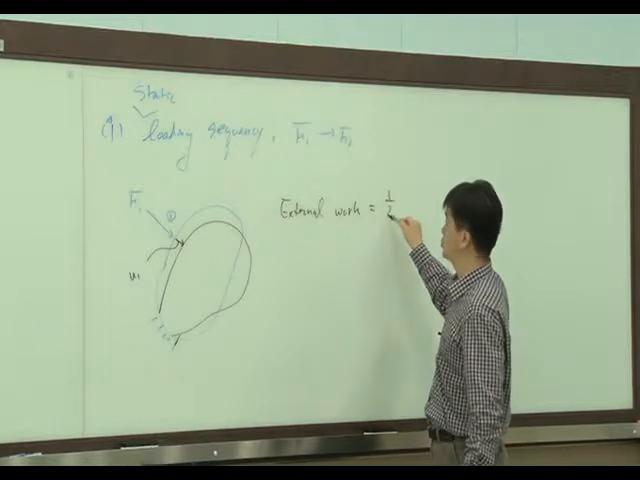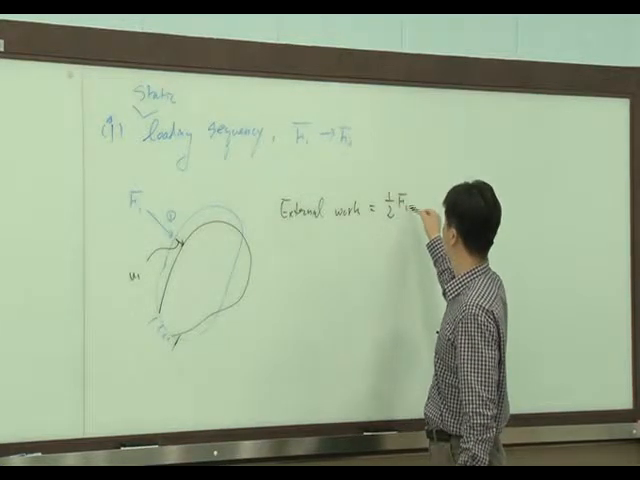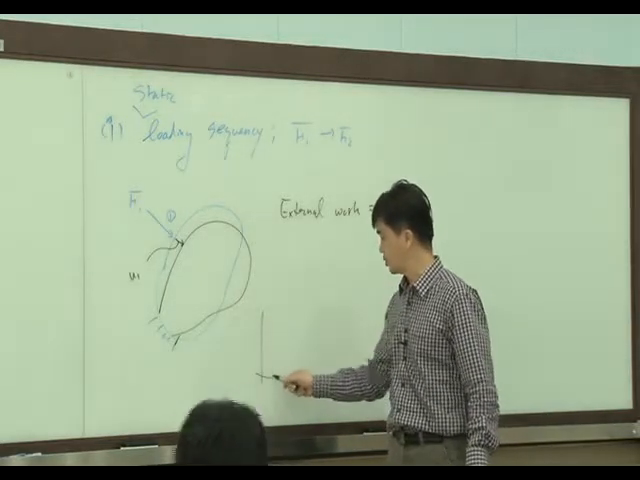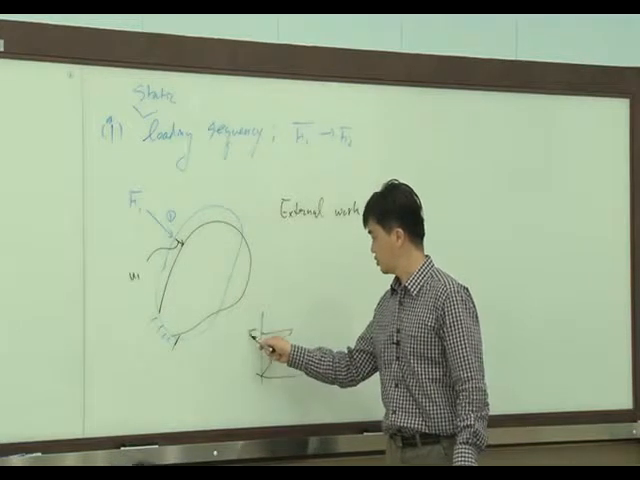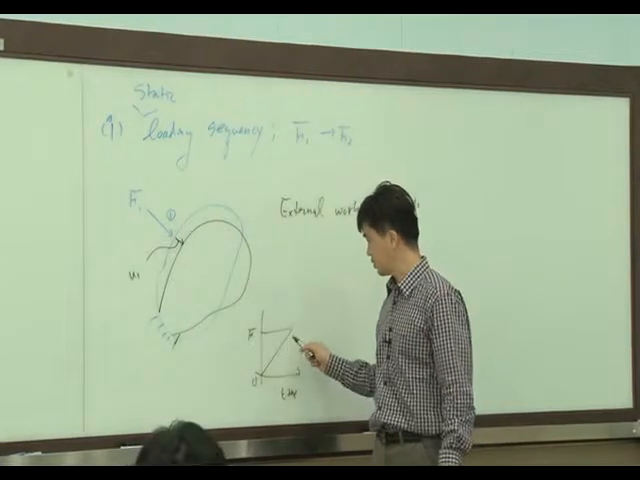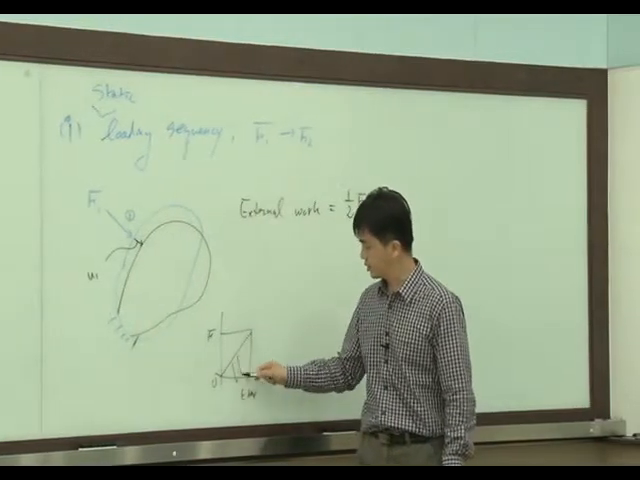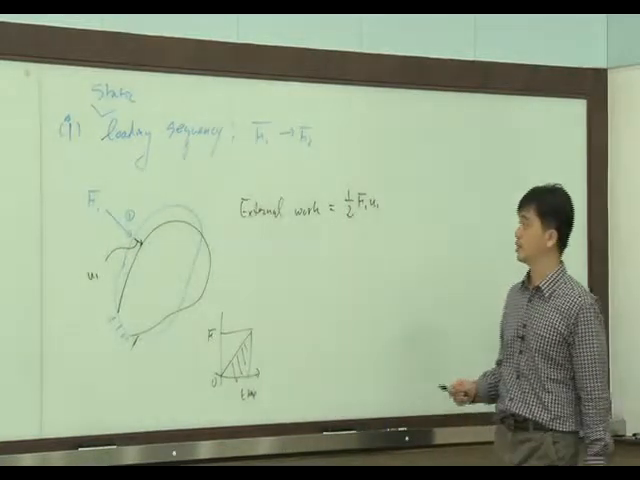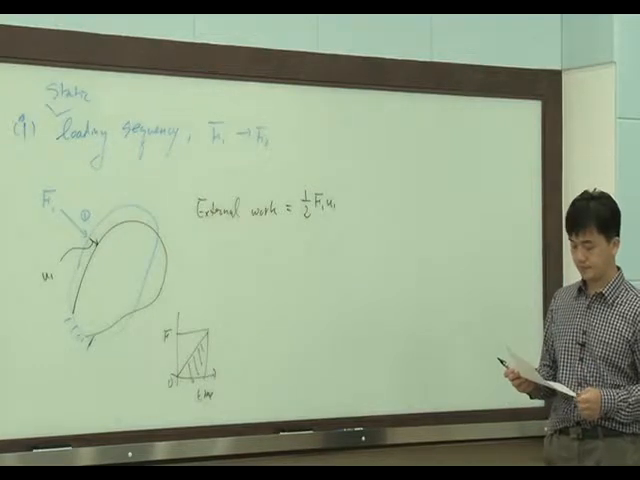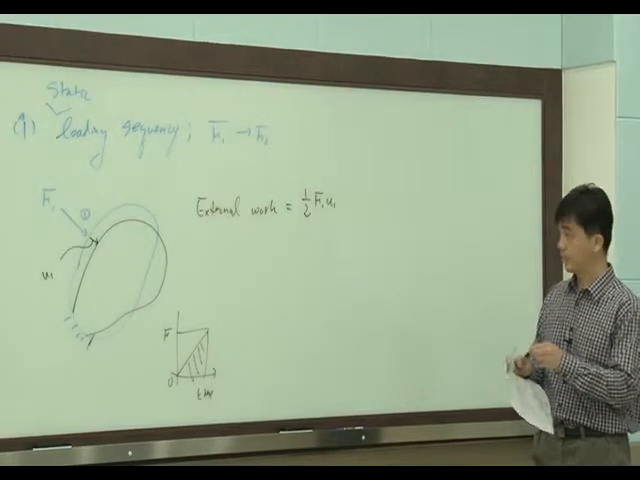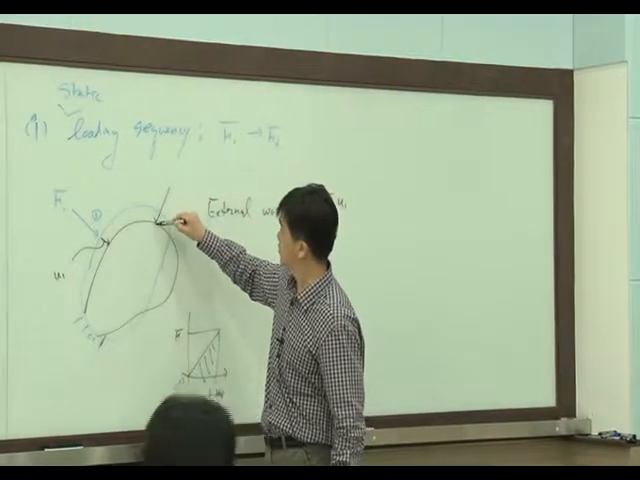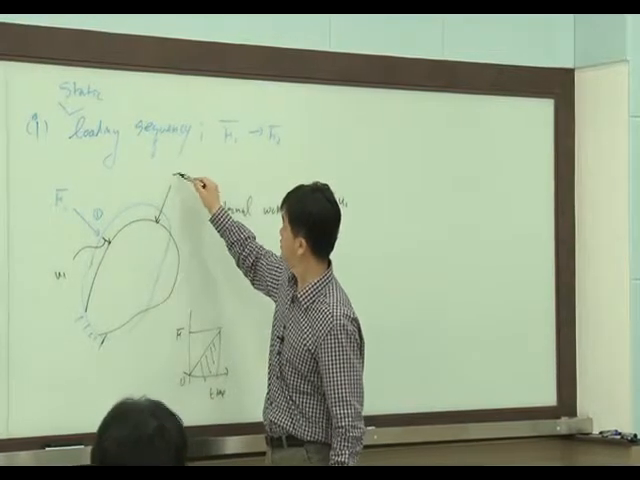Equal 1 over 2 F1 U1, right? Because we apply the load F1 from 0 to F1. This is time t, right? This is the external work applied by F1, right? And now I'd like to apply F2 here. This is position F2.